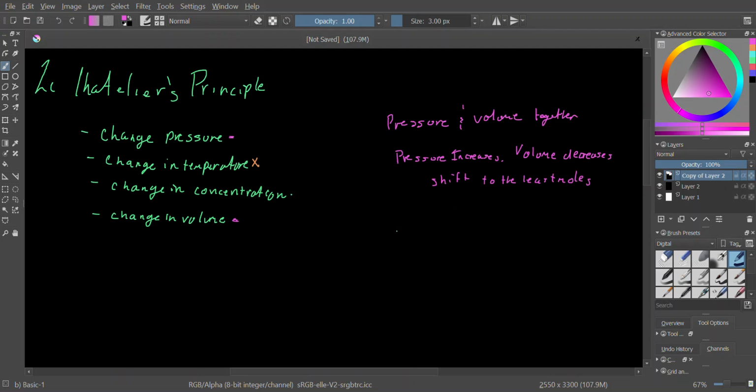And then vice versa, so if pressure were to decrease and volume were to increase, then you would shift to the side with the most moles.